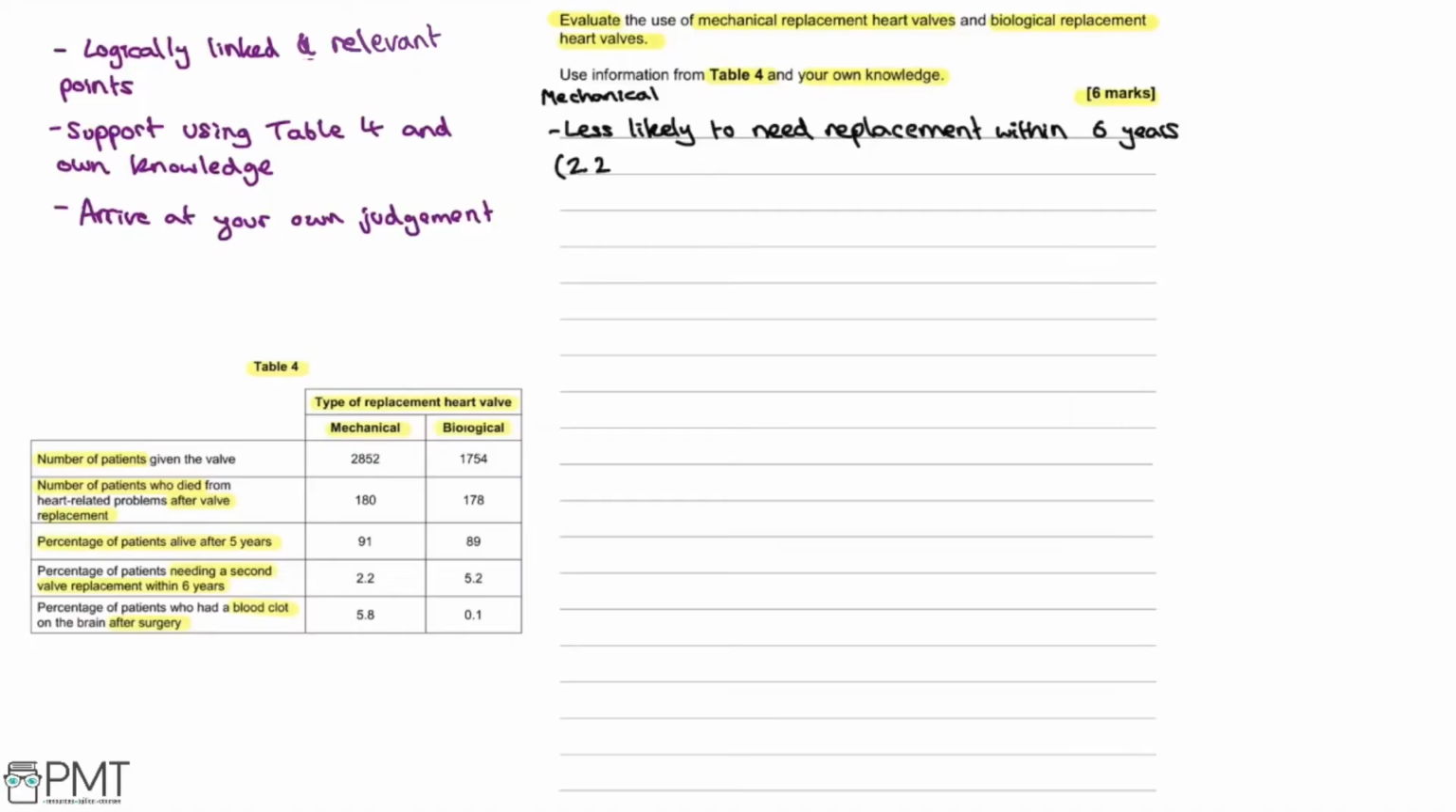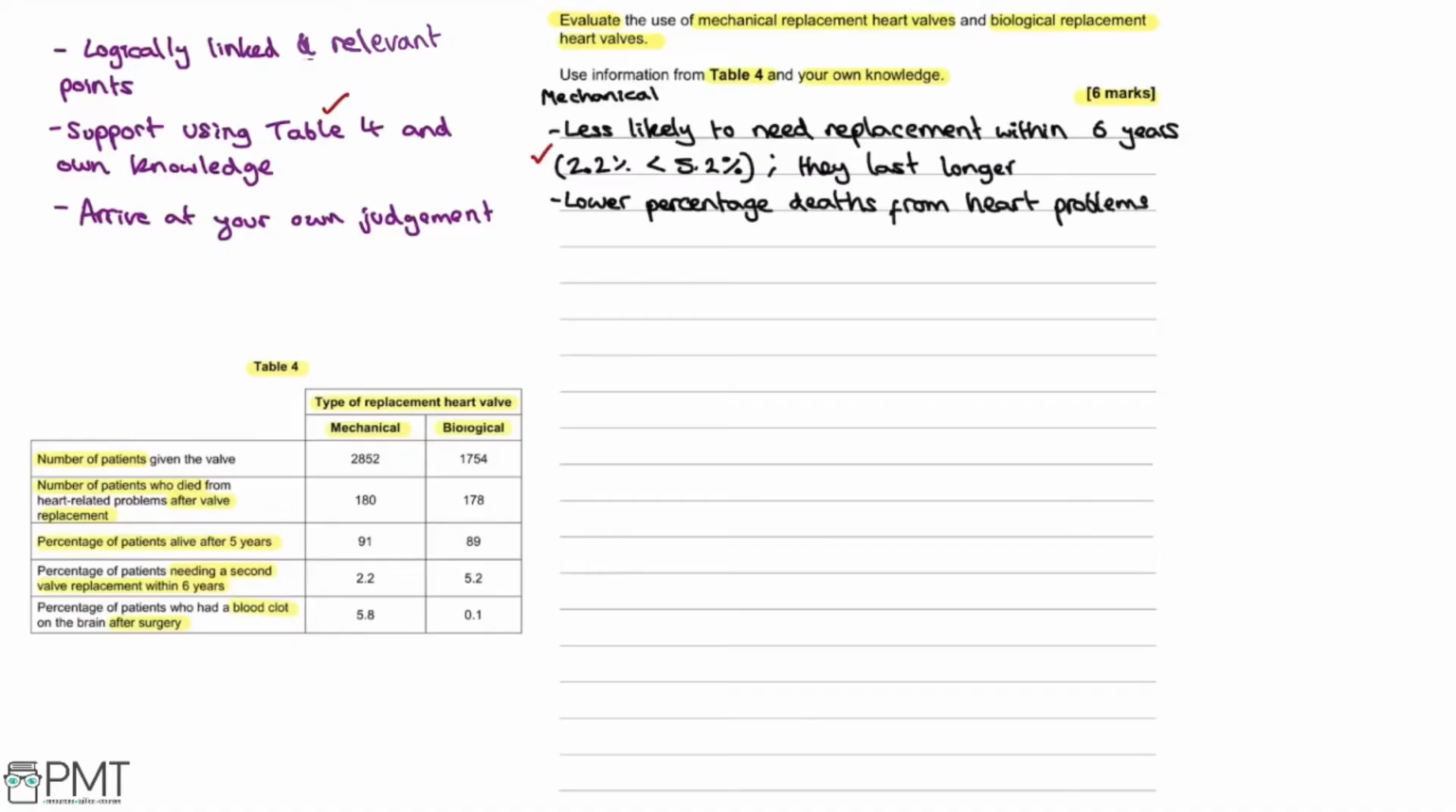So for mechanical, you might say it's less likely to need a replacement within 6 years. That's 2.2% is less than 5.2%, which is a piece of data from the table if you look at the second to last row. You could also go on to say that they have fewer deaths from heart-related problems after their valve replacements, or lower percentage, because this is what we just calculated in the previous question.